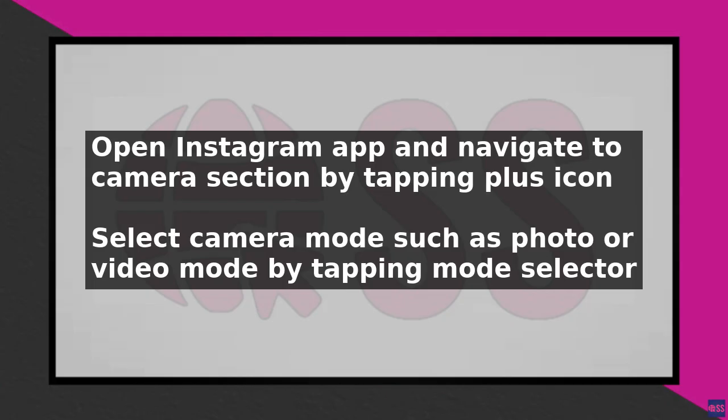Next, select the camera mode you want to use, such as photo or video mode. You can switch between these modes by tapping the mode selector at the bottom of the screen.